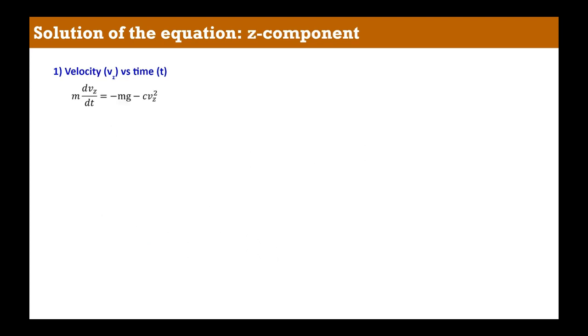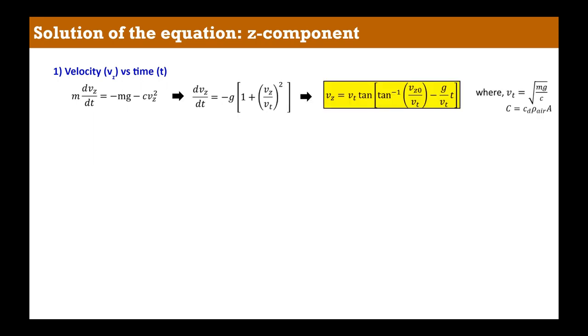Similarly, we solved the equation of motion in the z direction. The first one was velocity versus time, but this time there was gravity facing downwards that we had to account for. However, the rest of the process was very alike, and after substituting terminal velocity, integrating both sides of the equation, we found the final equation to be that in the yellow box.